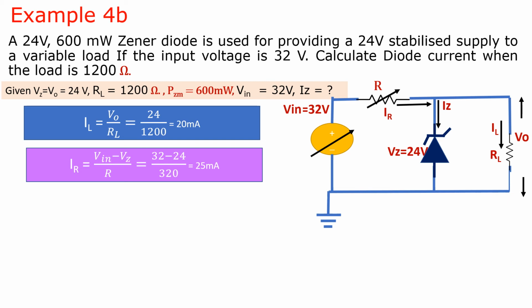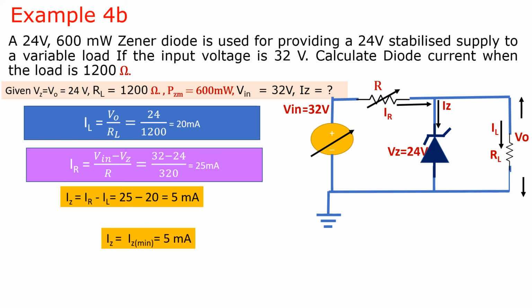So the fixed series resistor current is now coming 25 milliamps, and then we calculate the Zener current. This will be the difference of the series resistor current and the load resistor current, IR minus IL, and it will give 5 milliamps. This is the required diode current, which is actually a minimum Zener current.